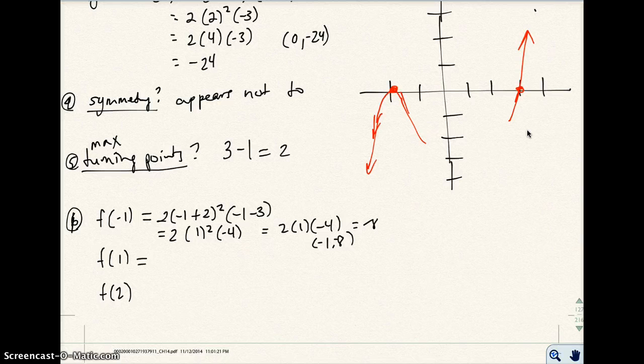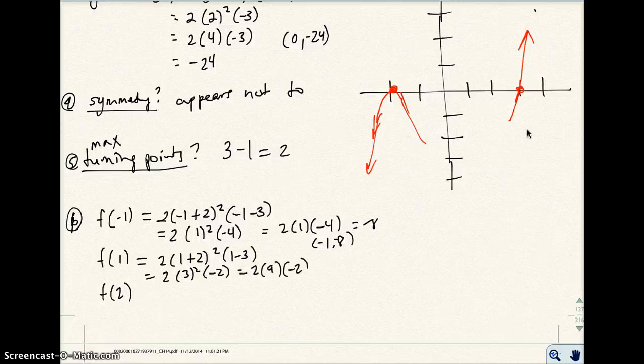I do f of 1: 2 times (1 plus 2) squared times (1 minus 3). 2 times 3 squared times -2. So 2 times 9 times -2, which is -36. I get (1, -36).